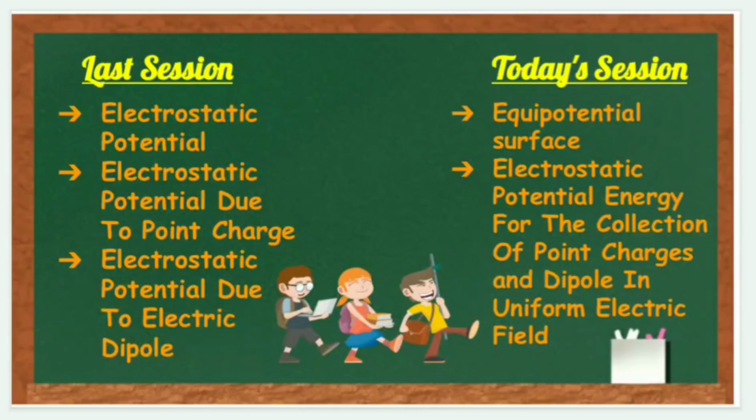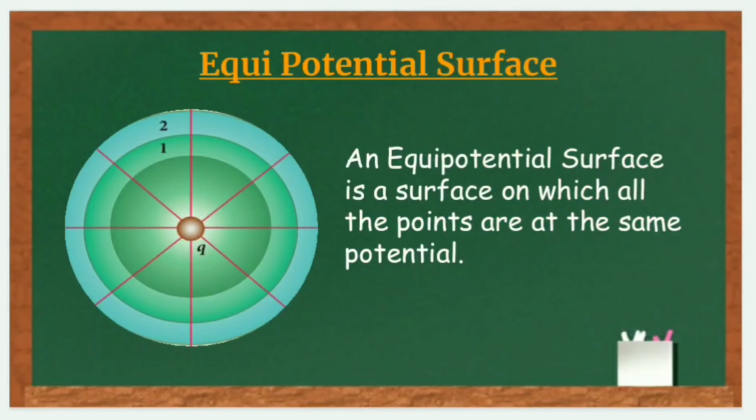In the last session, yesterday, we discussed electrostatic potential due to a point charge and electrostatic potential due to an electric dipole. I think you may remember. Today in this session, we are going to discuss equipotential surface, electrostatic potential energy for the collection of point charges and electrostatic potential energy for the dipole in uniform electric field. These are the topics for today. Let us start with equipotential surface.